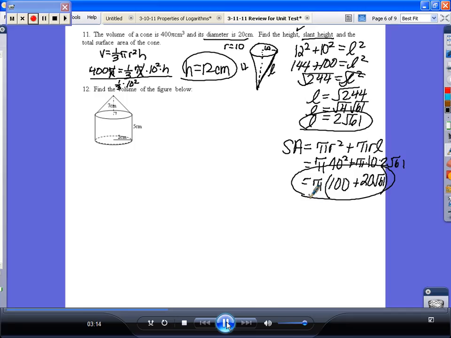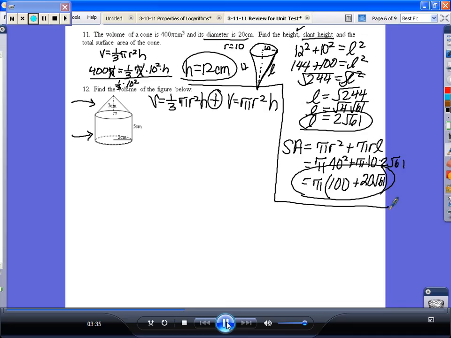Alright, and then to find the volume of this figure, you're finding actually the volume of a cone and the volume of a cylinder. So the volume formula for the cone is 1/3 pi r squared h, and the volume formula for the cylinder is pi r squared h. I'm going to add the two together once I'm done because I want the composite volume. So now I'm going to plug in the numbers for each of the problems.